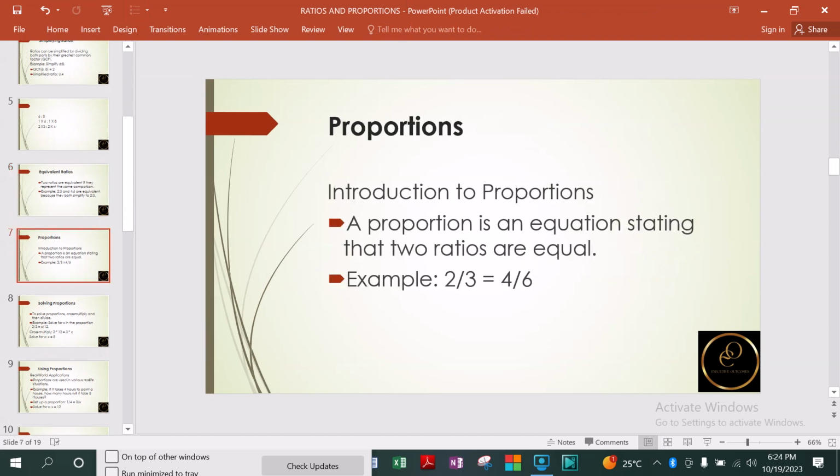Now let me start looking at proportions. What is a proportion? A proportion can be given as an equation stating two ratios are equal. It's a mathematical statement showing that two ratios are equal. For instance, we fall back on the same 2:3, which is equal to 4:6, because 4:6 can be simplified to 2:3, so they are equal. These are proportions. A proportion is an equation stating that two ratios are equal.